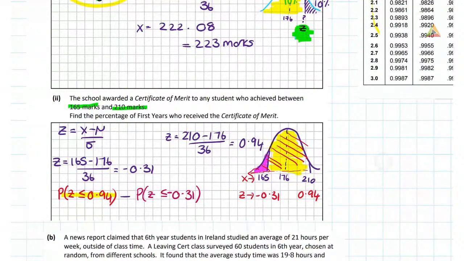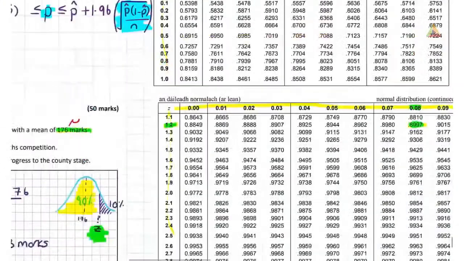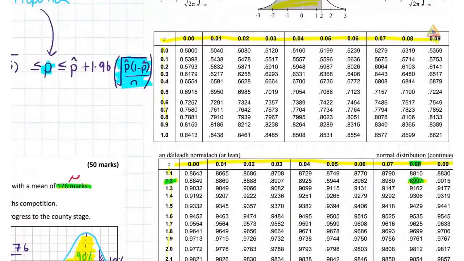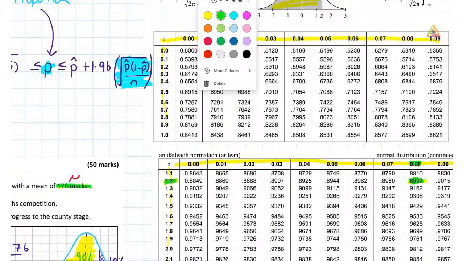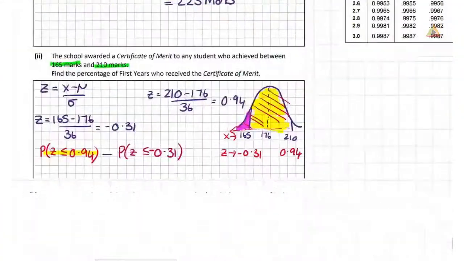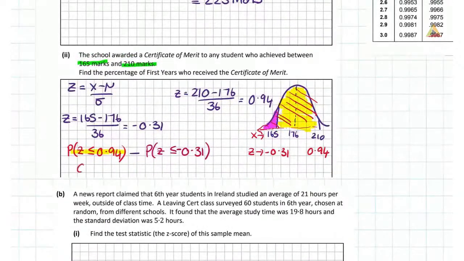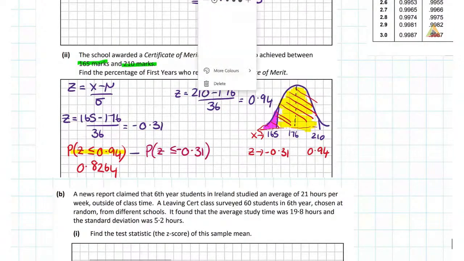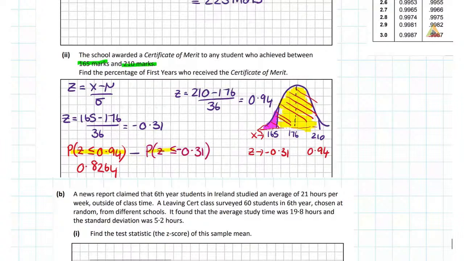So you're going to go to 0.94. Let me just show you here very quickly. We're going to go to 0.94. So there's 0.9. There's my 0.4. And when we read in, we're getting 0.8264. So let's go back here and write that in. That's 0.8264. This part, so because it's negative, what we need to do is we need to look for 0.31, find the probability of that, but then we need to subtract it from 1 because it's a negative value.